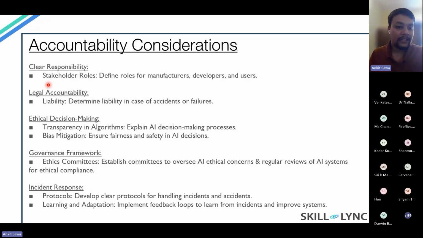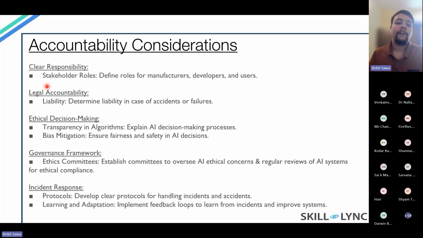Ethical decision making. Transparency in algorithms: a user should be able to access all the documentation which defines how an AI algorithm is working. It cannot be a black box, right? Only then does it help in more scrutiny and improvement from there. And it has to mitigate bias, so it has to be fair and it has to be safe.